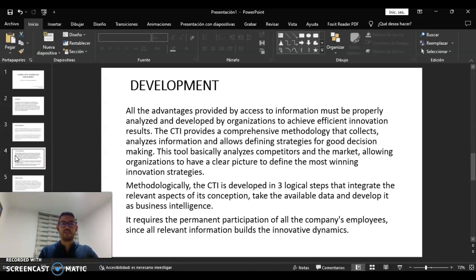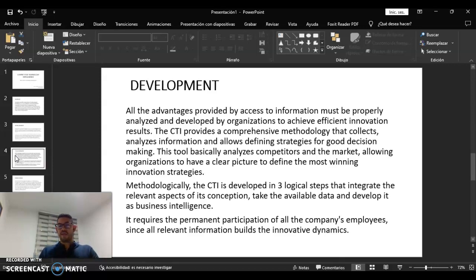This tool basically analyzes competitors and the market, allowing organizations to have a clear picture to define the most winning innovation strategies.